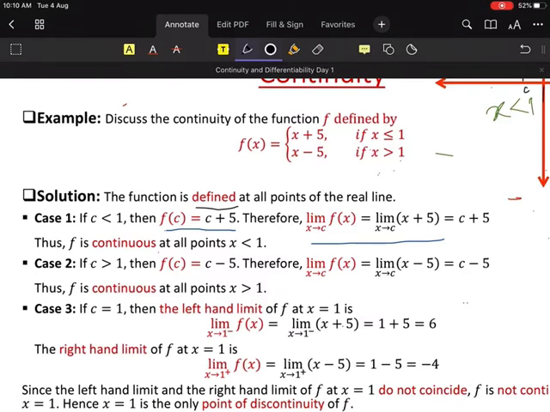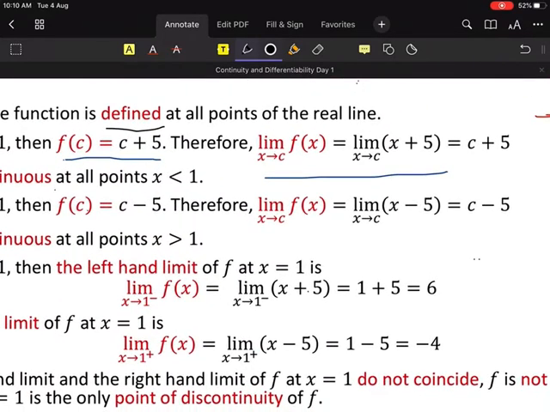So case 3, if C is equal to 1, now I am taking the point to be 1. Then the left hand limit of f at x equal to 1 is given by limit x tends to 1 minus f(x). Does everyone agree?